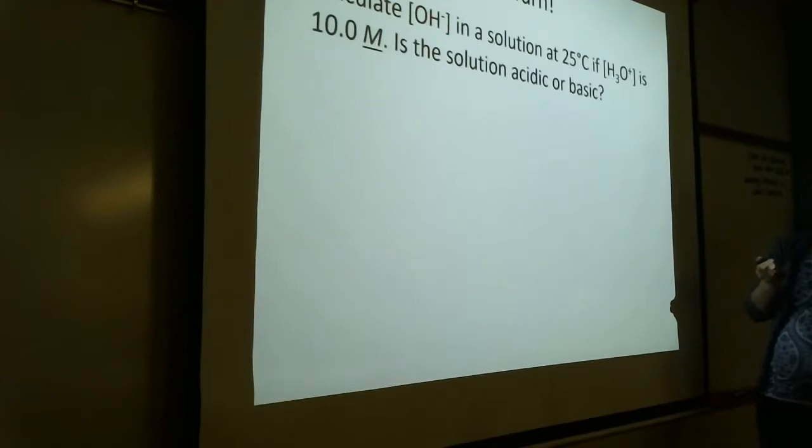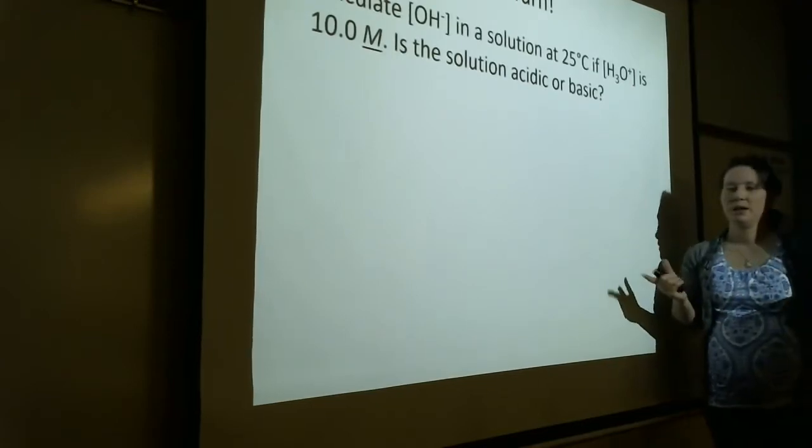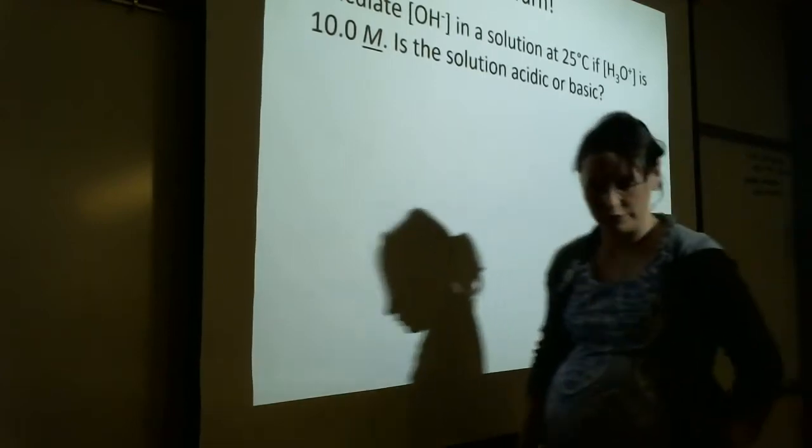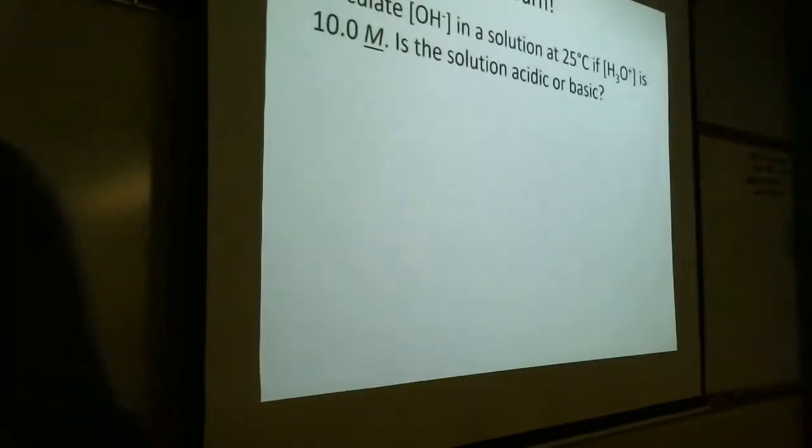calculate OH minus if H3O plus is 10 molar. I mean, before you even pick up your calculator, are you going to expect the hydroxide ion to be very big if it's 10 molar H3O plus? No, it's going to be an obscenely small number. So I'll give you a second to try this one just to confirm it to yourself.